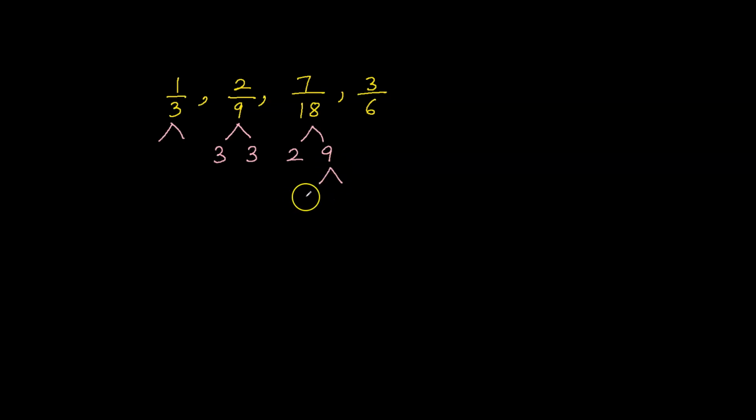Now let's try one more example. Say we have the fractions 1/3, 2/9, 7/18 and 3/6. Now we find the prime factors for all the denominators so that we can get the least common multiple. For 3, it's just 3. For 9, it's 3 times 3. For 18, it's 2 times 9, and 9 can be further split into 3 and 3. Then we have 6, and for that it's 2 and 3.